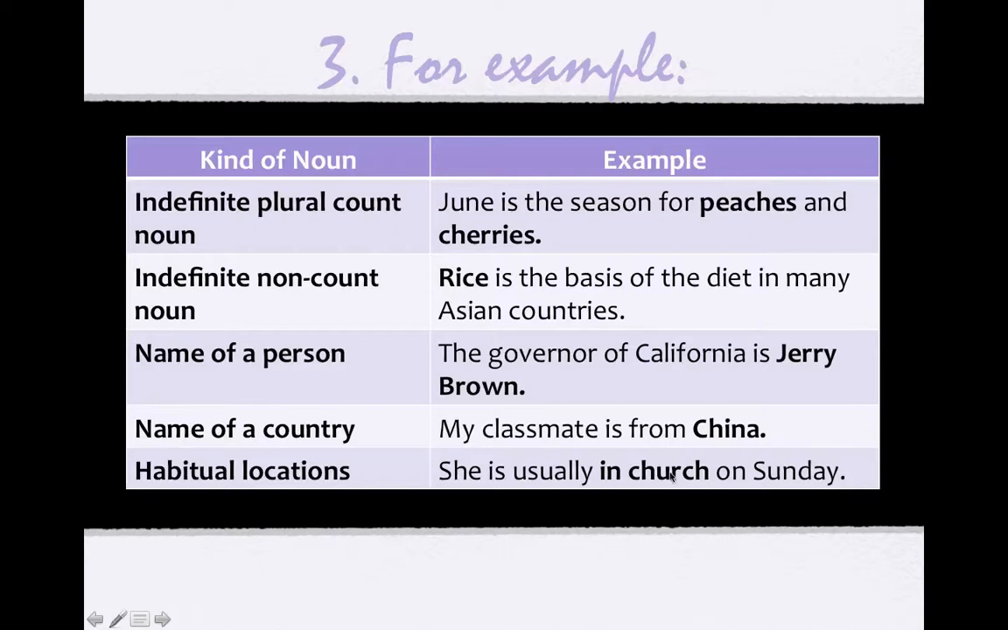Here's another habitual location when I say she is usually in church on Sunday. This is the place where she usually is, and I don't use the.